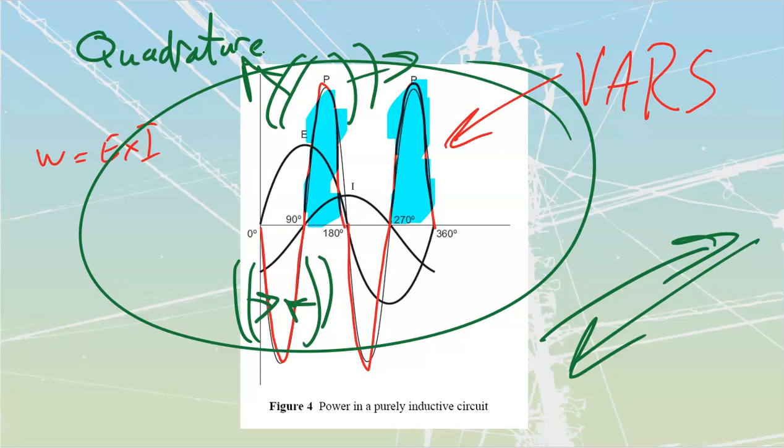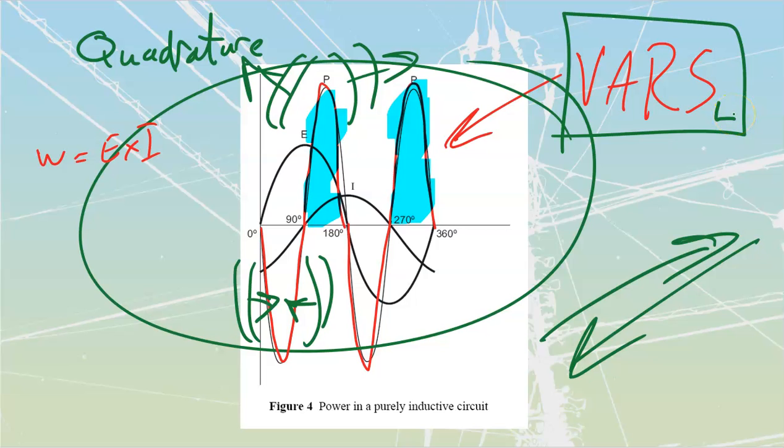Quadrature, wattless, VARs, any one of those are going to work. Generally speaking, we're going to use the term VARs. And once again, we're going to have to make sure that we subscript it as being VARs L, or VARs lagging, that are going to be inductive.